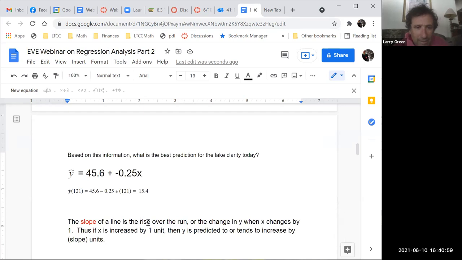So the rise is a change in y. Remember, y is the up-down coordinate. So rise means how much up, and that is how much y changed, or how much down. In this case, it's going to be down. And then x is the run. Any questions on that? So we can say it's a change in y over the change in x. But we can say one more thing. I'm going to type this out.